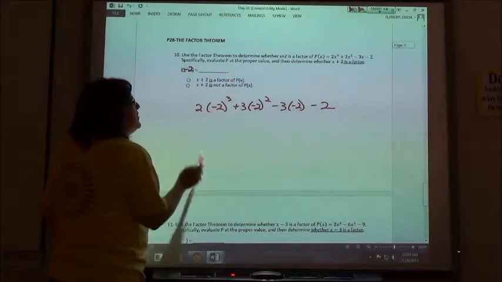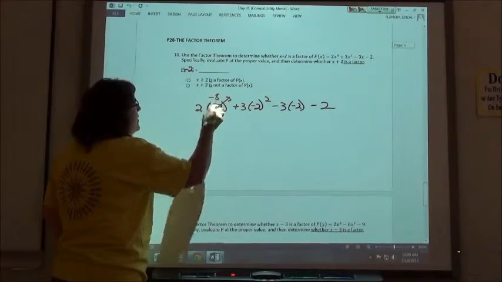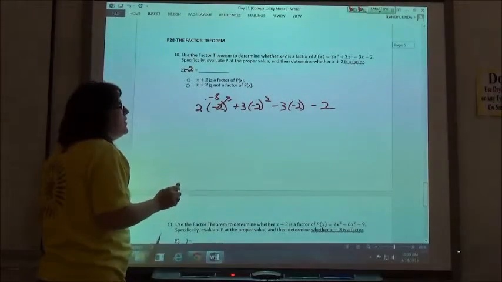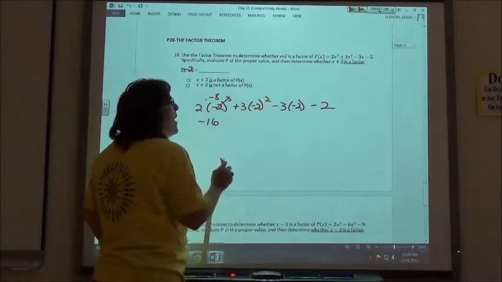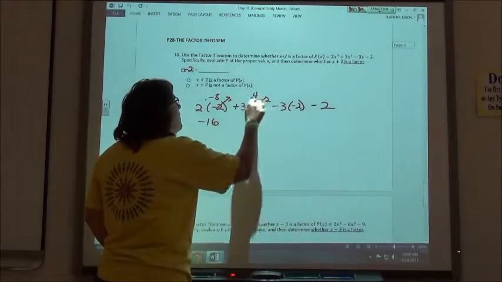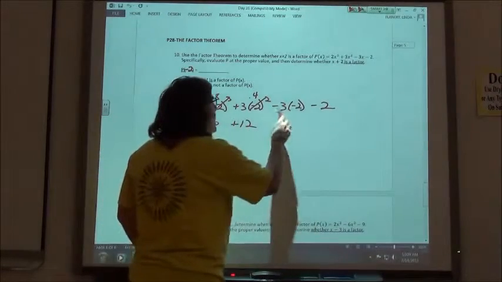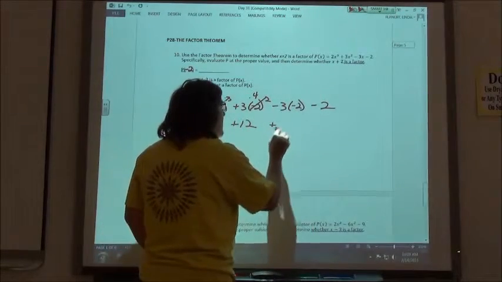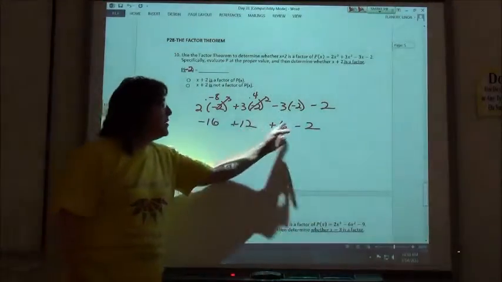Doing our exponents first. Negative 2 cubed is? Negative 8 times the 2 in front? Negative 16. Negative 2 squared. Positive 4. 4 times the 3 in front? 12. Negative 3 times negative 2 plus 6 and minus 2. So 16 minus 12 plus 6 minus 2.